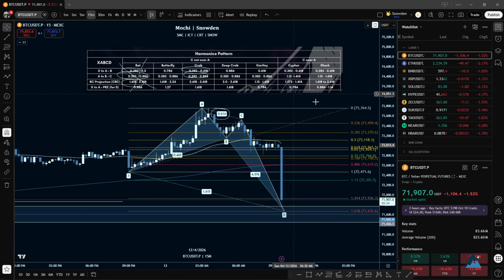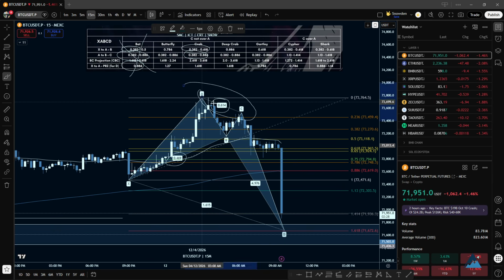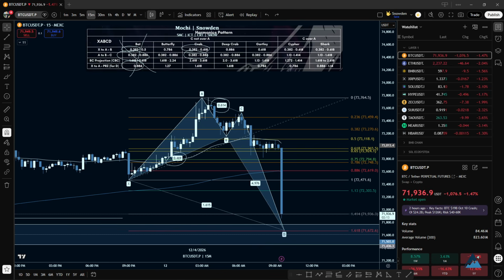Ang tinitingnan nyo number once again, is itong X to B. Ito, that's the B leg. Itong A to C, that's the C leg. And then itong X to D, that's the reversal. So, tatlo lang. Pag-uusapan natin itong BC projection, after na to ma-accomplish. Okay, so babalik tayo.